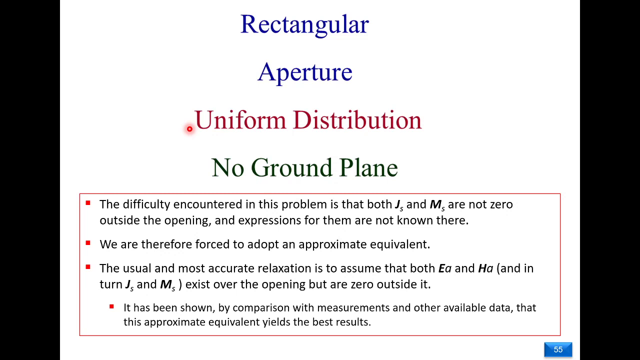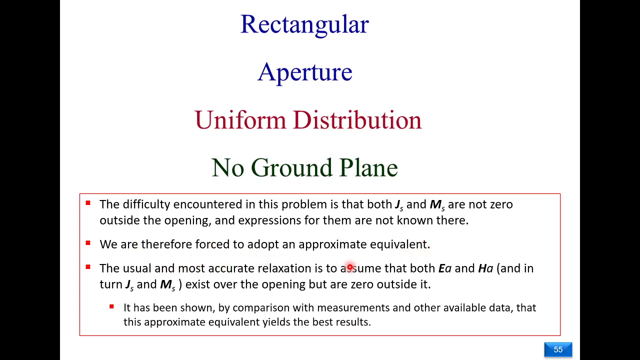So the next topic is rectangular aperture with uniform distribution with no ground plane. Okay, so if we have just an aperture where we don't have a ground plane, what would we do? There is a difficulty because both Js, the surface electric current, and Ms, the magnetic surface current, will not be zero, and we'll have fields coming from the electric current and fields coming from the magnetic current, and of course we add them up.